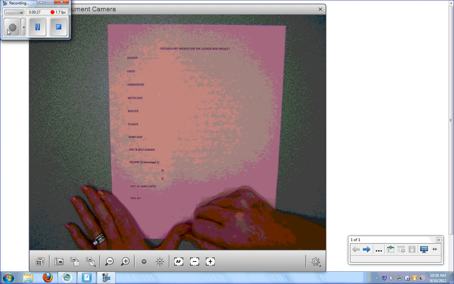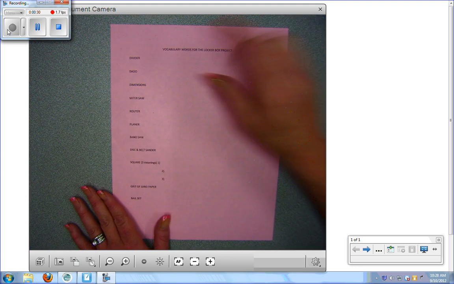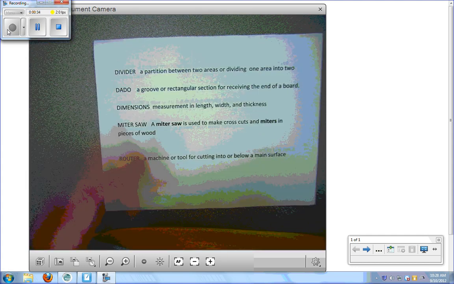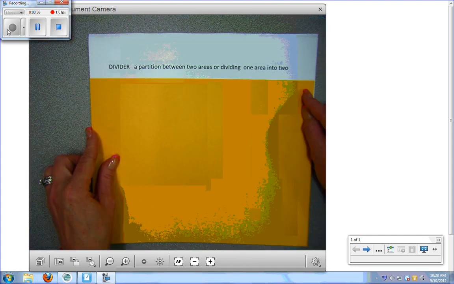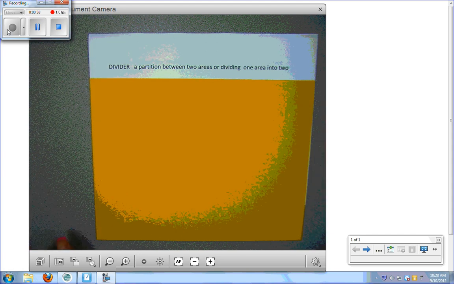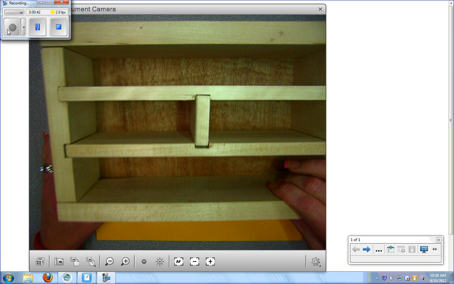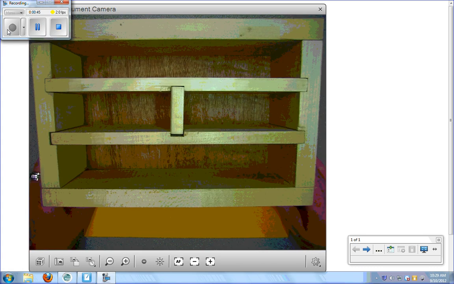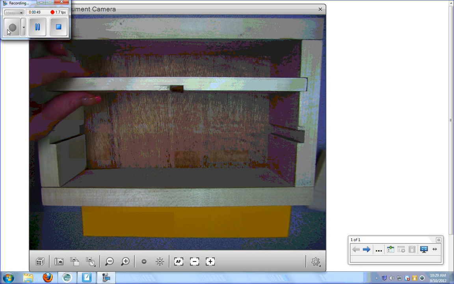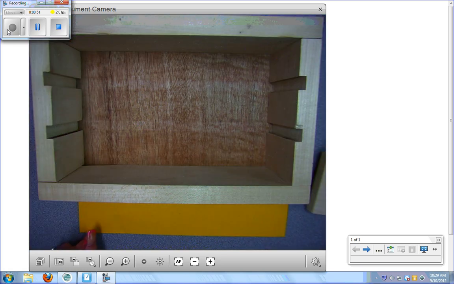So let's start out with the first word, divider. All right, I have the definition for that right here. A divider is a partition between two areas or dividing one area into two. Looking at our locker box, you can see that I have three different dividers, a small one and two large ones. Those are the dividers in the locker box.